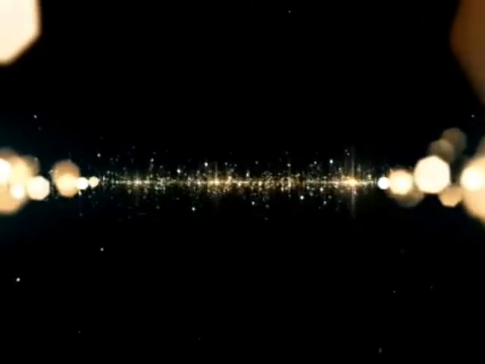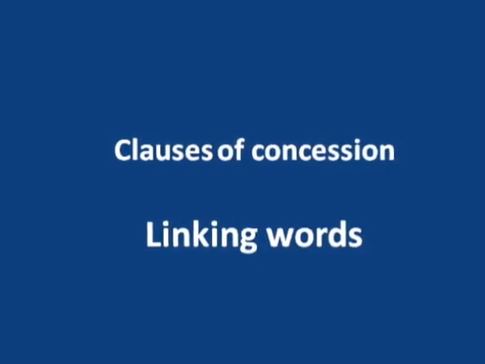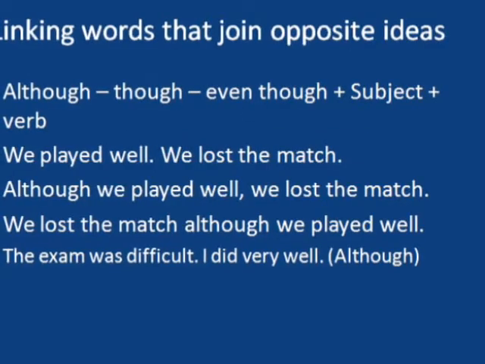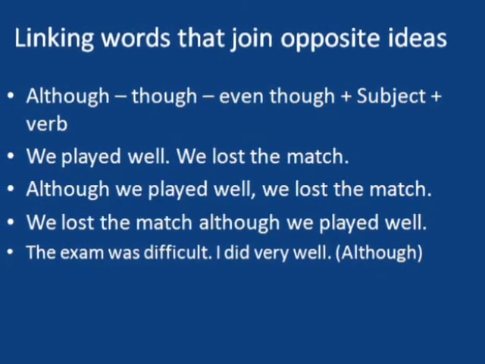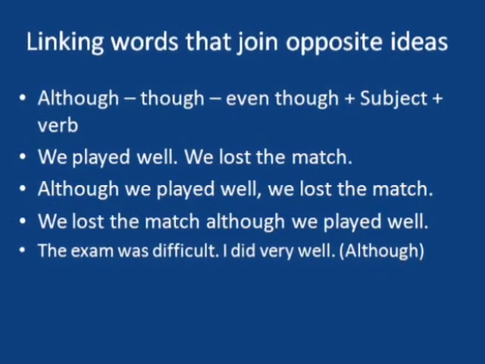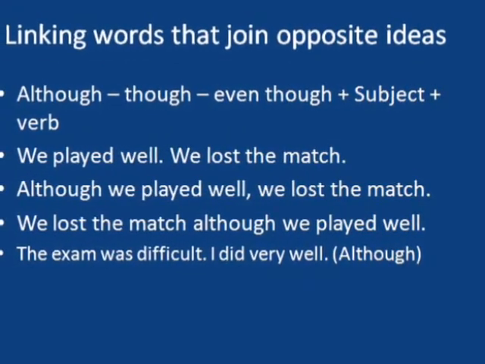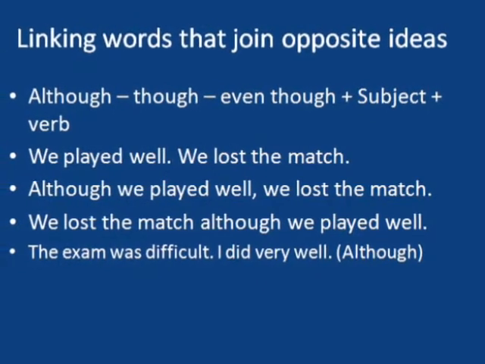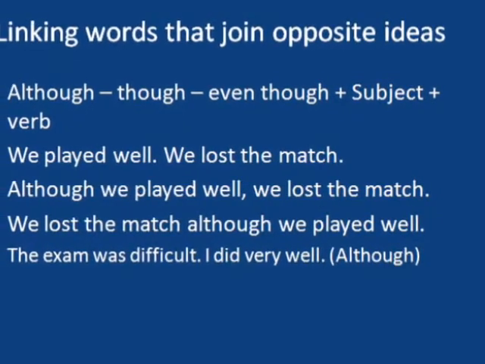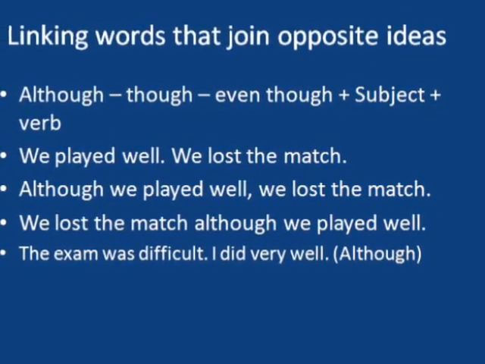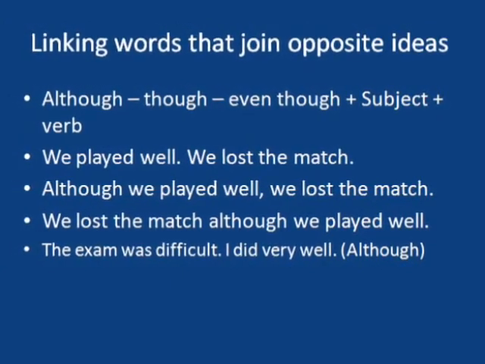Today we are dealing with clause concession, or linking words that join two opposite ideas, such as although, though, even though. We can use any of these words to join two opposite ideas. Although, though, even though, they are the same in the meaning, function, and structure. After any of these words, we need a subject and verb. We need a clause, subject and verb.